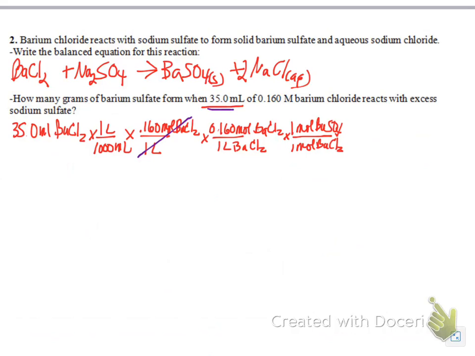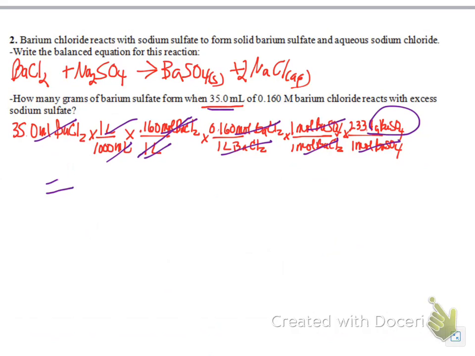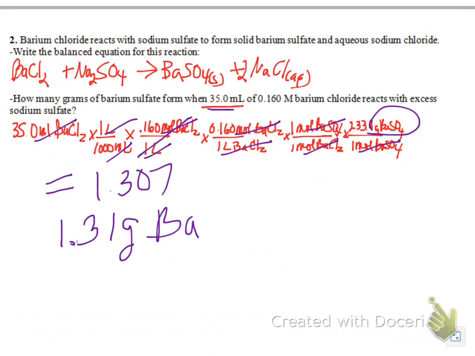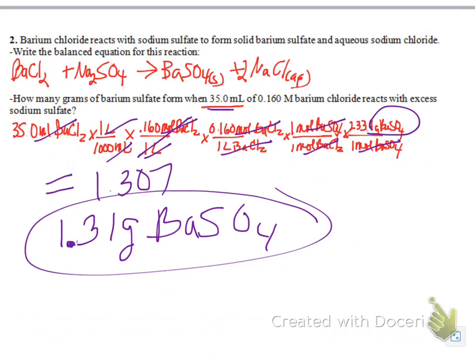And I'm looking for grams of barium sulfate, so 1 mole of barium sulfate is going to be 233.4 grams of barium sulfate. And when I multiply, first cancel units and multiply it out, I get 1.307 grams. I want 3 sig figs based on my givens, and when I do that, I get 1.31 grams of barium sulfate. Alright, and that's going to do it for us.